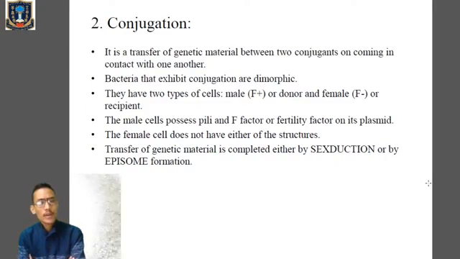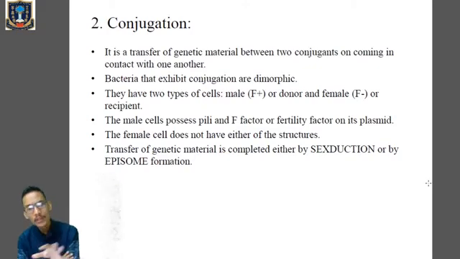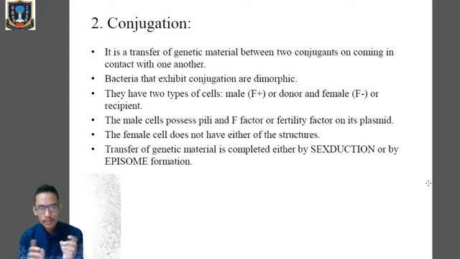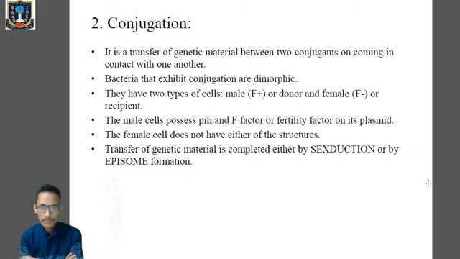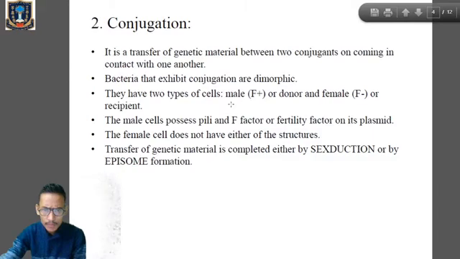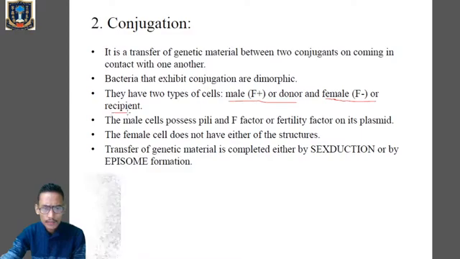Now, what is conjugation? It is mainly the transfer of genetic material between the two conjugates on coming in contact with one another. So we'll go into details afterwards. We'll go to the figure and it will be easier for you. Okay, but remember the definition. It is the transfer of genetic material between the two conjugates which are coming in contact with one another. Clear? And those bacteria that exhibit conjugation are dimorphic. That means they have got two sexual forms, that is male and female. Okay, so we have got the male F plus or donor and the female F minus or recipient. So kindly remember this one.